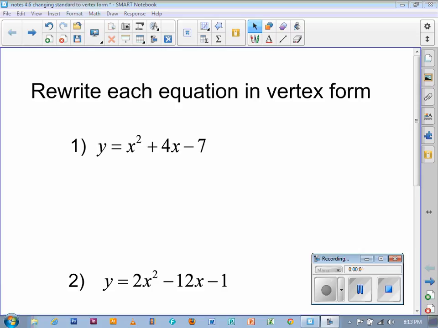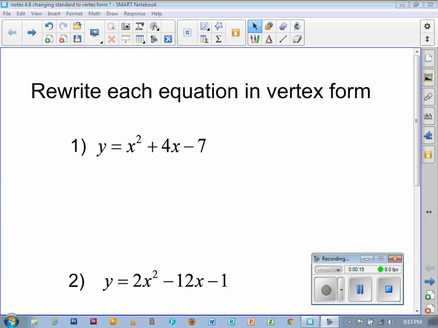Mr. TG. This is lesson 4.6, the last video of section 4.6 on completing the square. In this video, we are going to use completing the square to change an equation that is in standard form to vertex form. Now, you recall we've already done this in section 4.2.